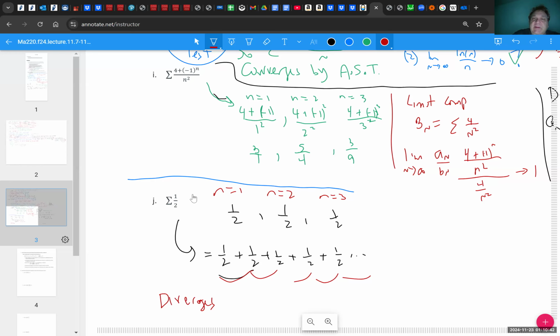If you take the limit as n goes to infinity of our sequence, which is 1/2, there are no n's in here, right? It's not like 1/2 to the n. It's not like 1/2 times n. It's just 1/2. So the limit here is equal to 1/2, which, as we know, is not equal to 0. So it diverges by the divergence test.